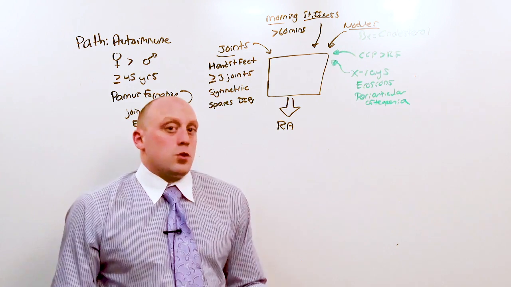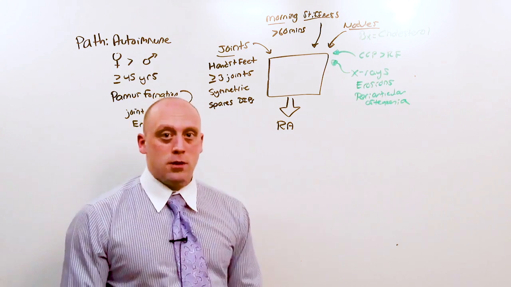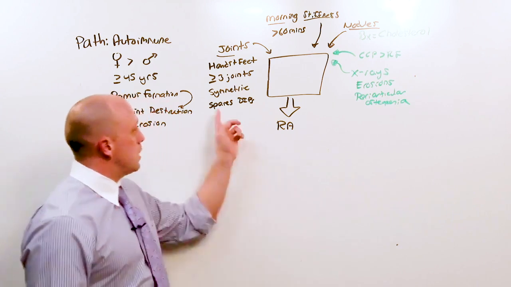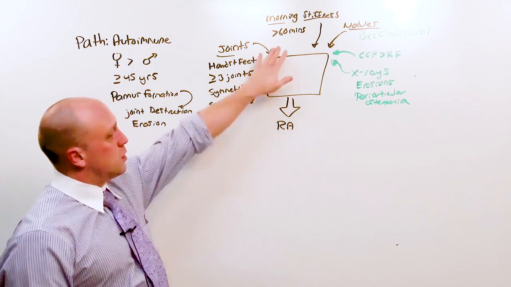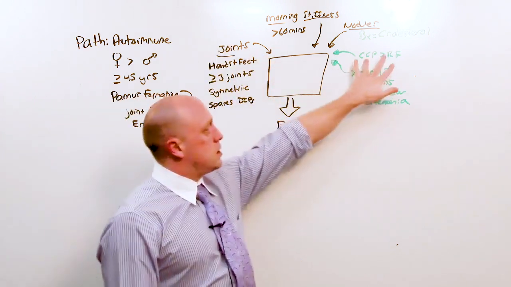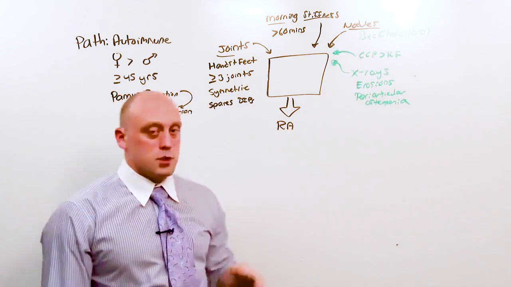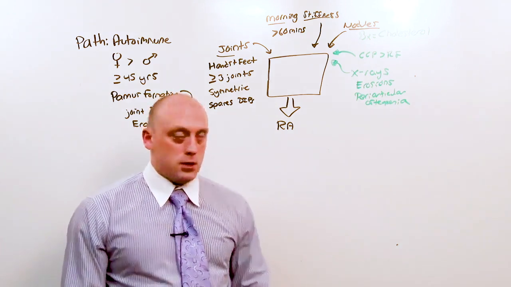Now, let's go into a little more details. You can have non-erosive RA. But for the test at the M3 level, what you're looking for is the person with symmetric, messed up hands that spares the DIPs with morning stiffness, with either a CCP or an RF on the lab test that's positive, and X-rays showing erosions and periarticular osteopenia. That's how you make the diagnosis of RA.